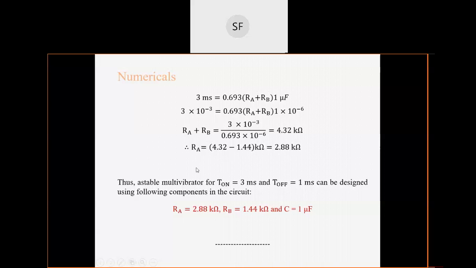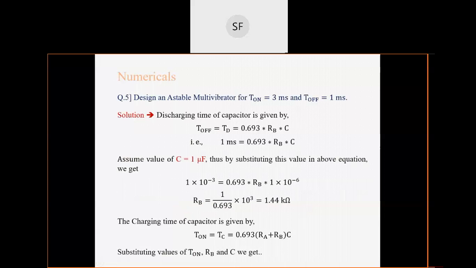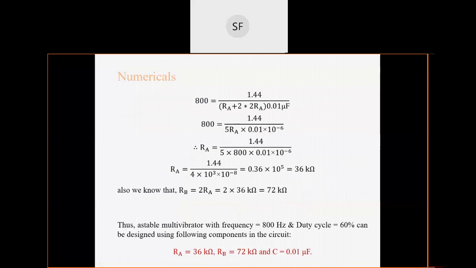Thus you can conclude that the astable multivibrator for T on equal to 3 millisecond and T off equal to 1 millisecond can be designed using the following components in the circuit. Now we have all three values of components, out of which the capacitor value we have assumed, and depending on the value of capacitor we have found out the values of RA and RB. These are the discussions regarding the designing problems, and these problems are important and they might ask you in the examination.